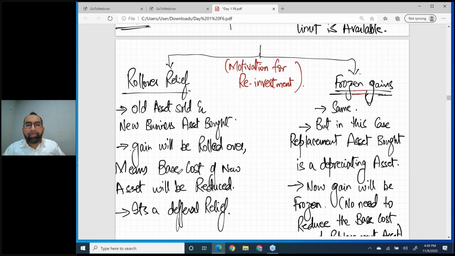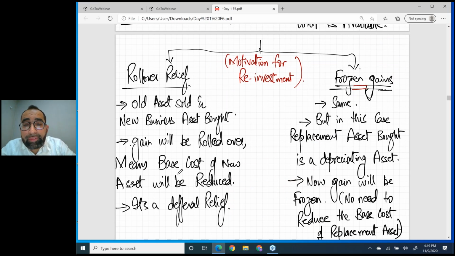Now, hope you remember the rollover relief and frozen gains. Rollover relief, yes, it's a technical topic, but I will try to sum it up. What is rollover relief? Sometimes you sell a business asset and then you reinvest in another business asset. So the government says if you reinvest, meaning you don't take that money out of the business and spend it on your family, you are spending on the business, then you will be eligible to defer your gain. So there were two types of relief in this. Number 1 is rollover relief, and number 2 is frozen gains. Sometimes you freeze your gains.